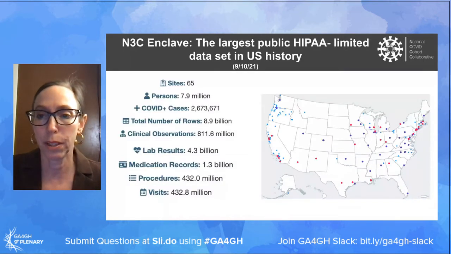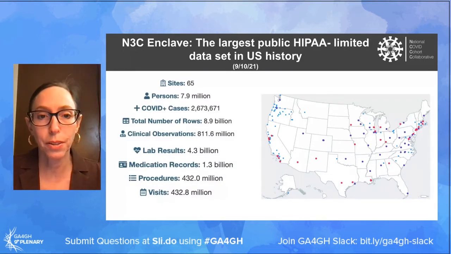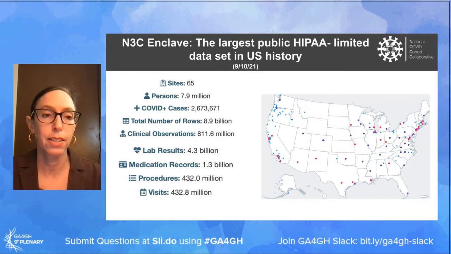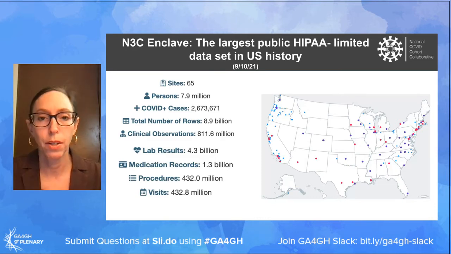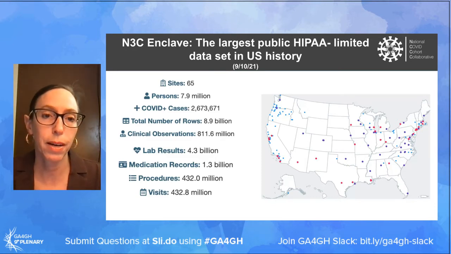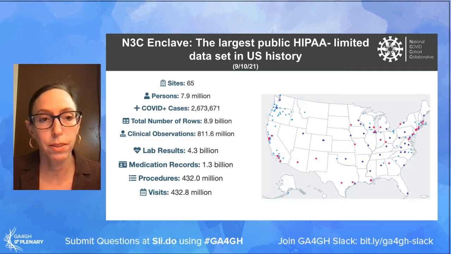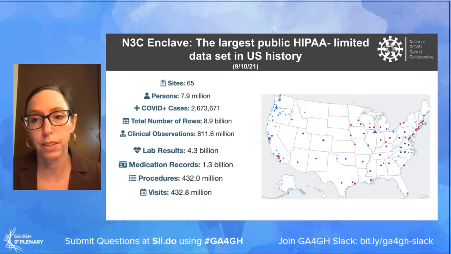So this is a little bit about what our distribution looks like. We currently have 65 sites that have released data sets, and approximately 90 who have signed up to deliver data. There are 7.9 million patients in the system, with over 2 million positive COVID cases. And so you can get a sense of the magnitude of the distribution.